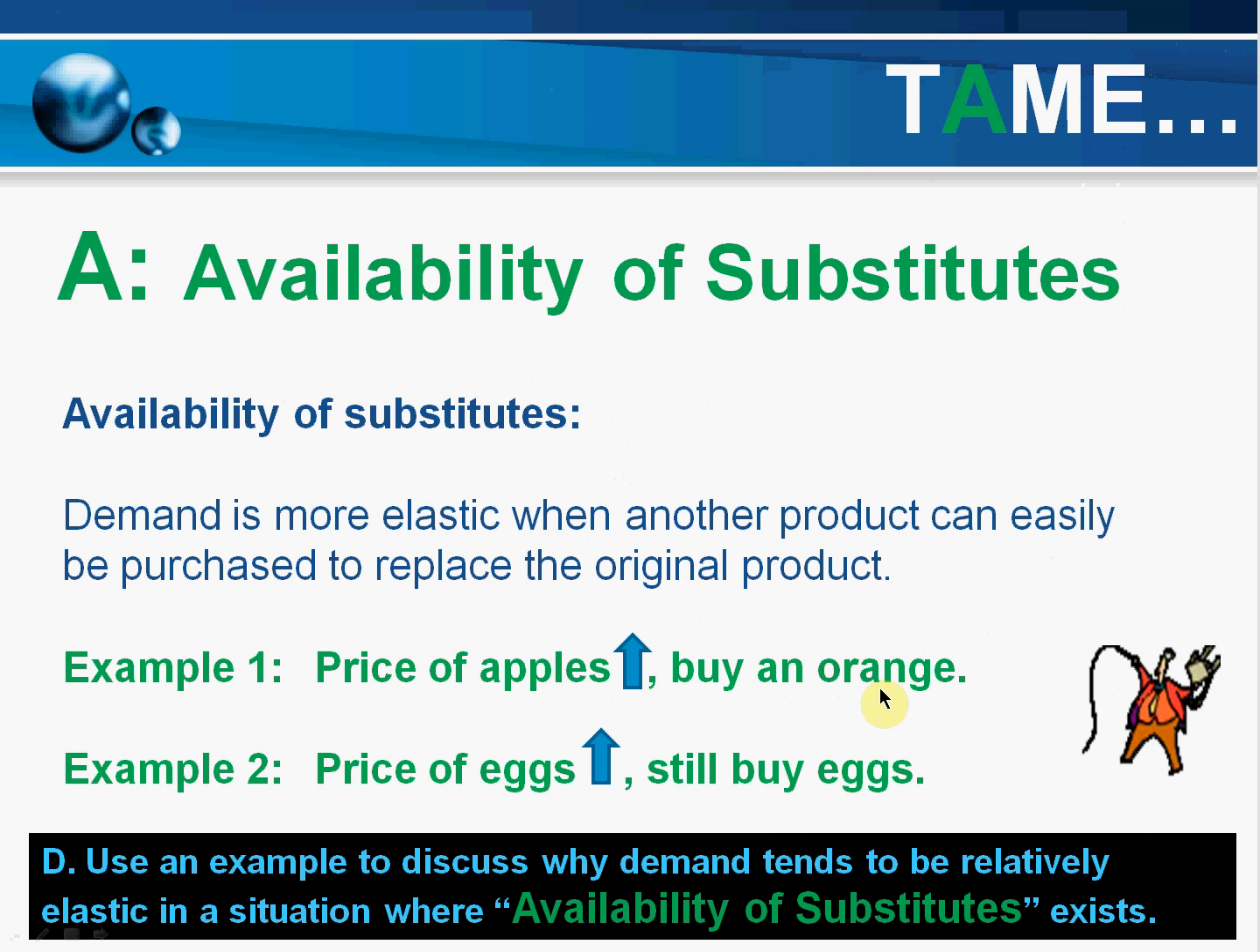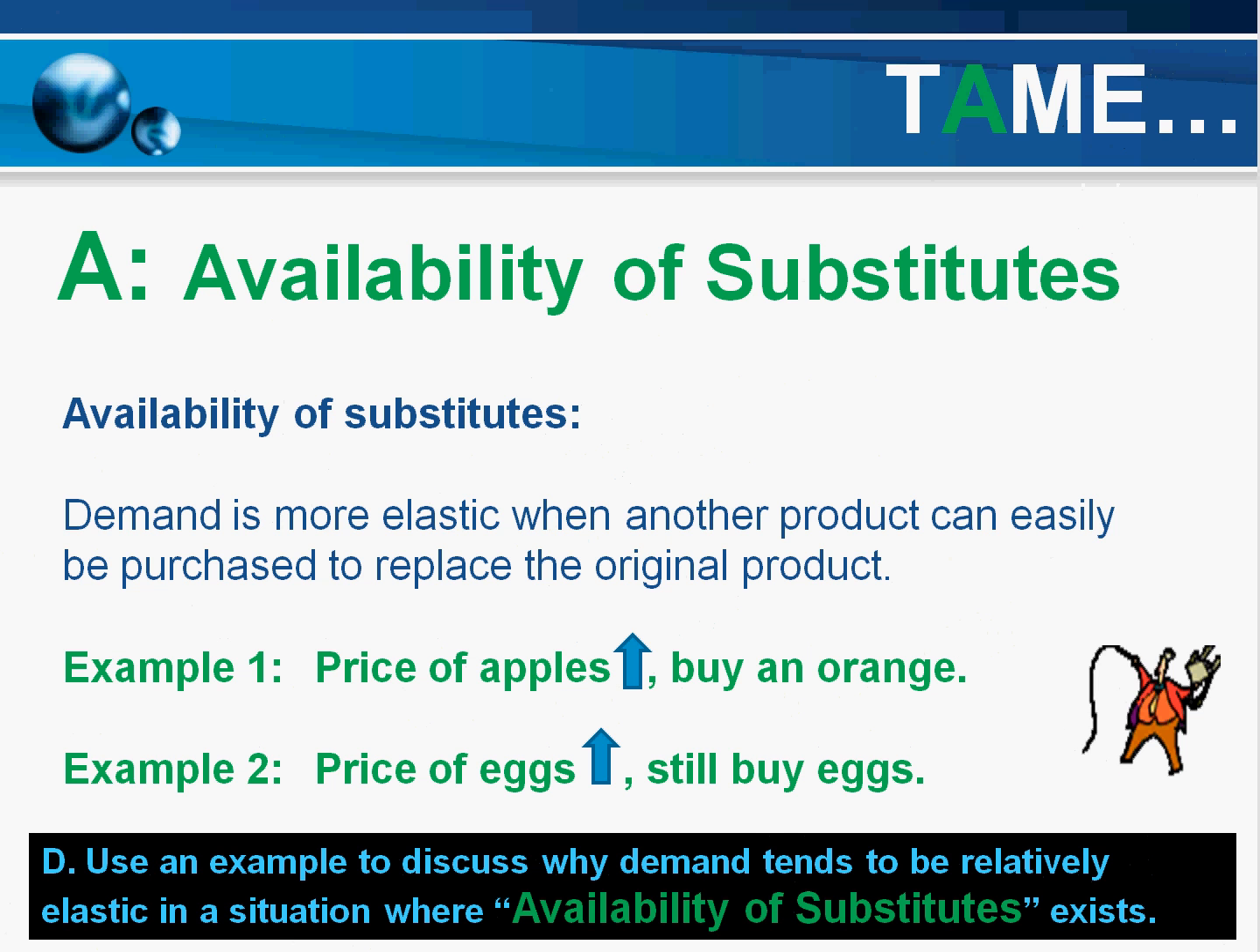Let's take a look at the A. A standing for availability of substitutes. Demand is more elastic when another product can easily be purchased to replace the original product. Let's look at an example. We'll combine these two right here.